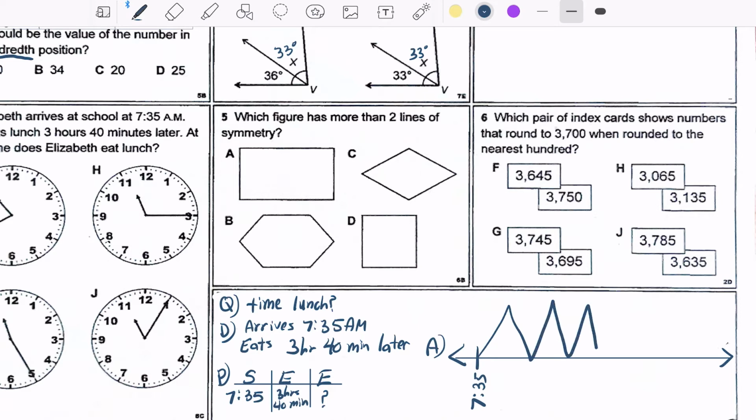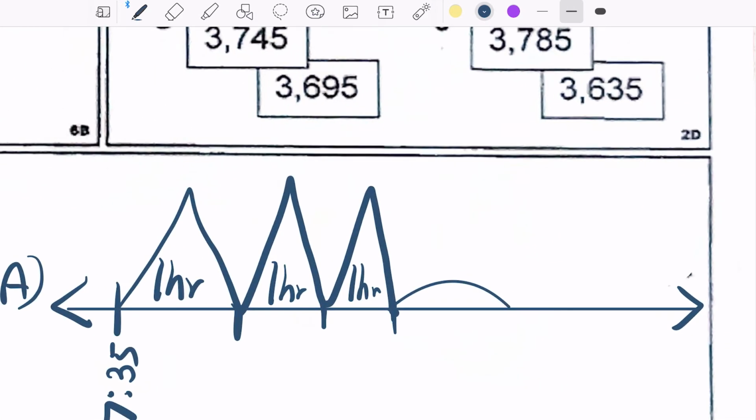1, 2, 3 hours and 40 minutes. Okay? So here I'm going to put 1 hour, 1 hour, 1 hour. And then I suggest that you do a few minutes each at a time. You could do 25 minutes first, and then you can do the remaining 15 minutes to get the end time. That's what I suggest.